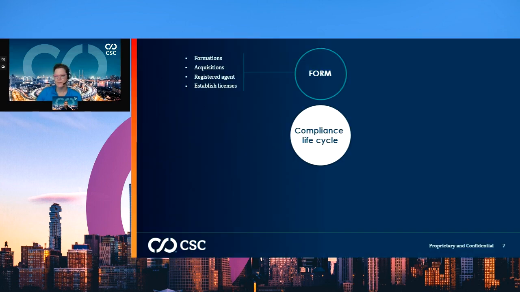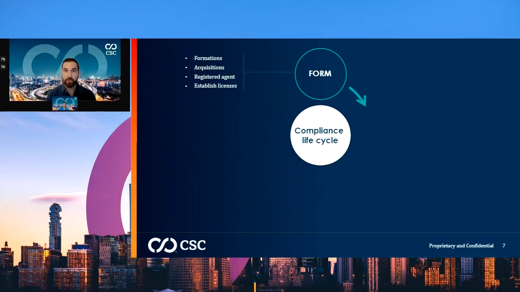Thanks, Ariane. And so this slide is really talking about the compliance life cycle. And another way to think about it is the entity life cycle, talking about the creation of the entity itself. And we're talking about creation, about the filing of the formation document with the Secretary of State or other corporate filing office to create your corporation or limited liability company or other legal entity that is separate in existence from the owners of the company.